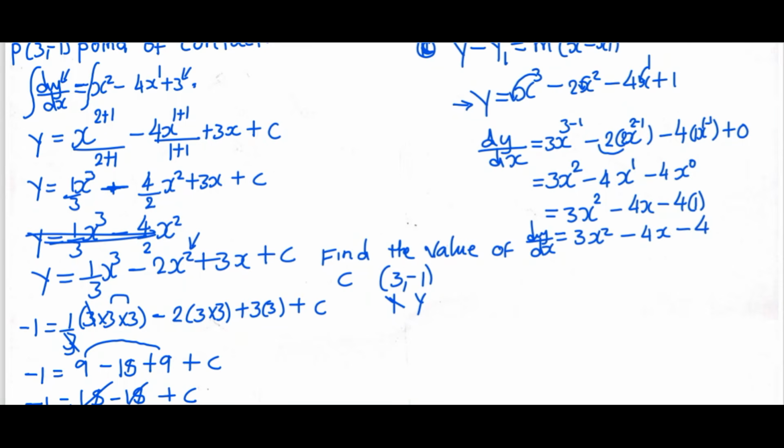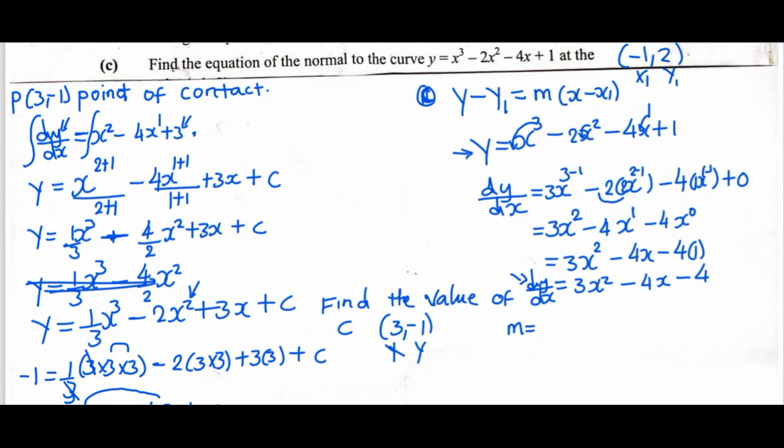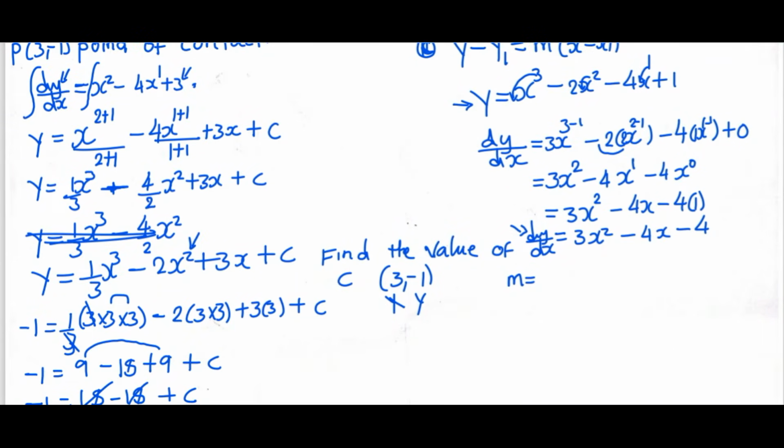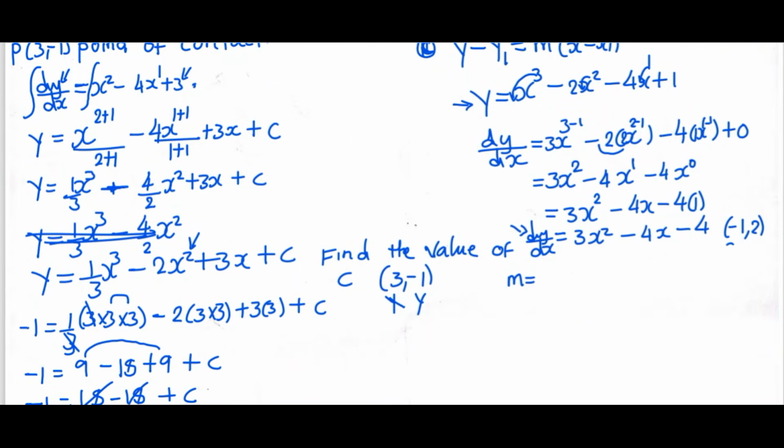Then where there is the dy over dx expression, we put gradient. The first derivative helps us find the gradient at the point of contact. So let's go back to the point of contact. The coordinates are (-1, 2), so we know the x value is -1. Where there is x here, we are going to put -1.